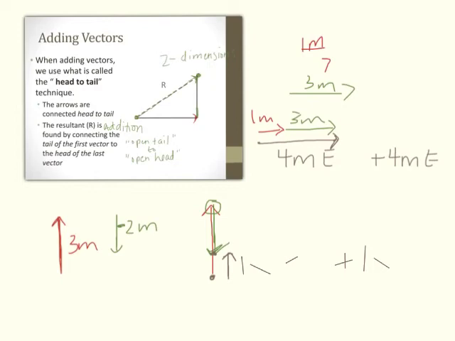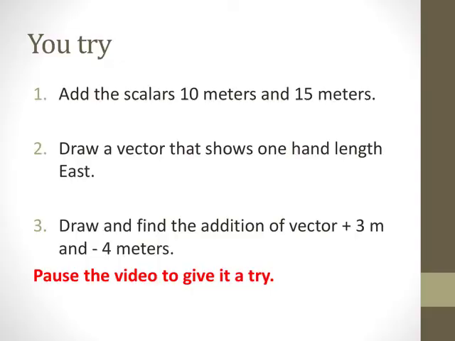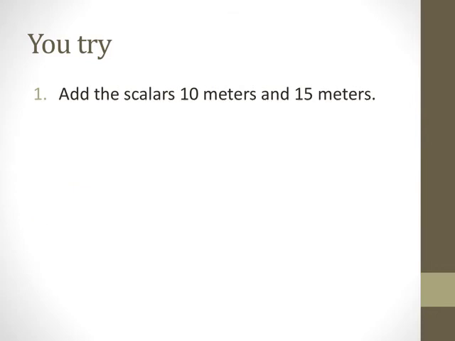Alright, so let's give you a chance to practice. You try these. Pause the video, get a piece of paper or your notes or something like that, and just draw some things to indicate these. On the next slide, I will be solving them for you. So, add the scalars 10 meters and 15 meters. Same units, so you can add those. Pretty easy. 10 plus 15 equals 25 meters.